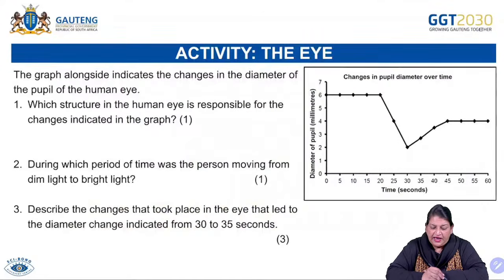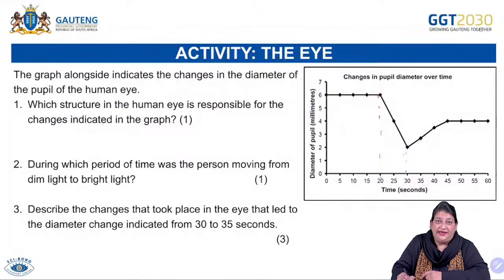And you're going to look at the eye here. There are some questions on the eye, and you can see that the diameter of the pupil is increasing at 6. Then between 20 and 30 seconds, the pupil moved from dim light to bright light. Why? Because his pupil was quite wide, which means he was in dim light. So between 20 and 30 seconds, he took a walk into bright light. Then the pupil size constricted.